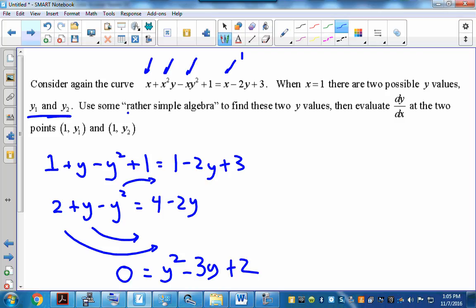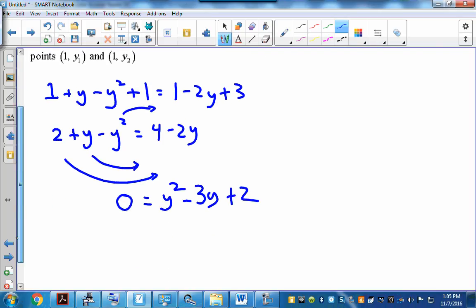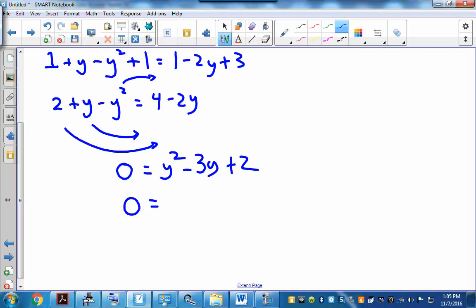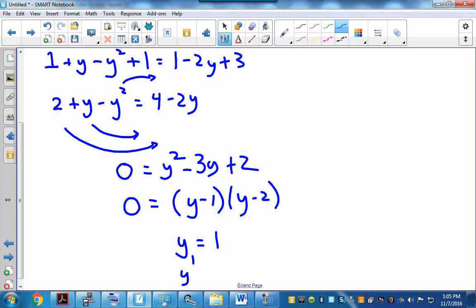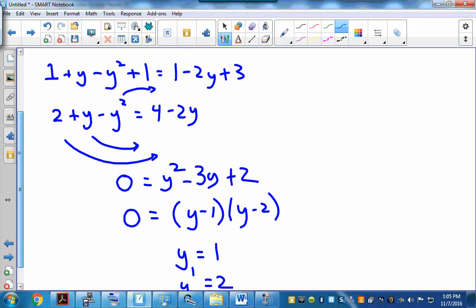And then it says rather simple algebra to find the 2 y values. Well, sure enough, this problem is rigged. This factors very nicely as (y minus 1)(y minus 2). So the 2 values are 1 and 2. Okay, so we could find that. That was worth a couple of points just doing the algebra.